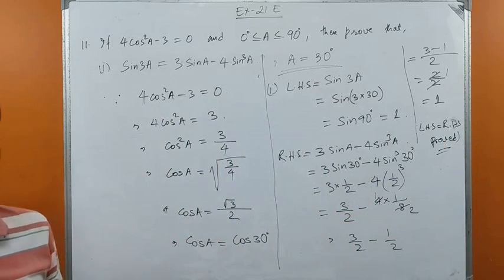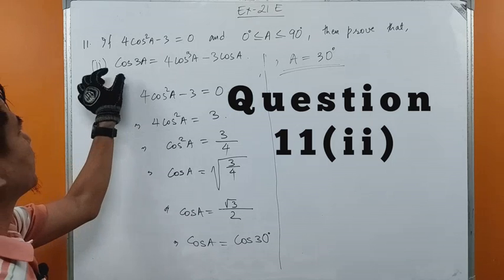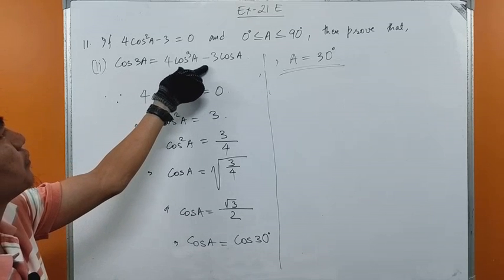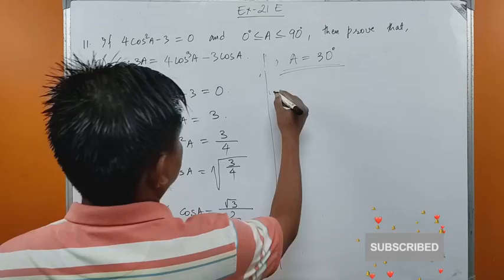I hope you got this. Now let's do question number 2, 2 of 11. We are asked to prove cos 3a equals 4 cos cube a minus 3 cos a. Okay, so let's start with the left hand side.